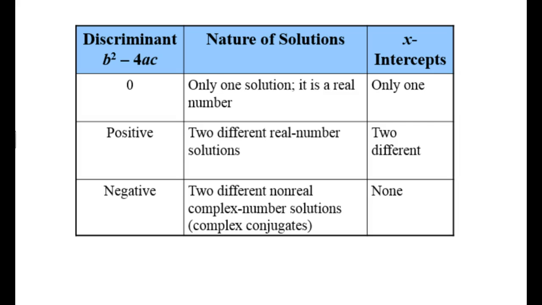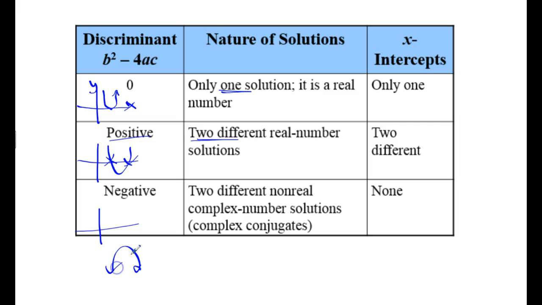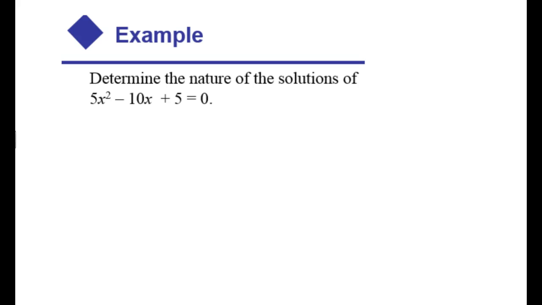So again, talking about the nature of the roots, if the discriminant is 0, that means that the graph will come down and there will only be one solution. So it only crosses once. This is an x and y axis. If it's positive, that means that it will cross 2 times. So there's 2 different real solutions. And if it's negative, that means that the graph never crosses the x-axis and there's no solutions.